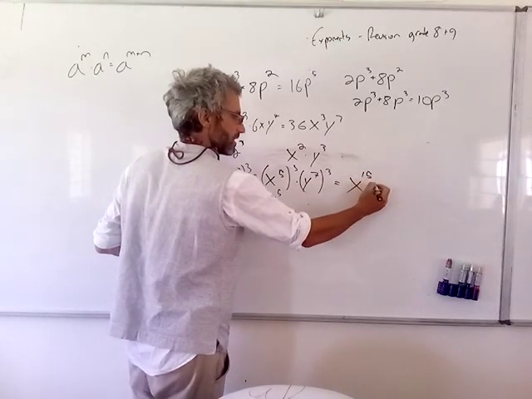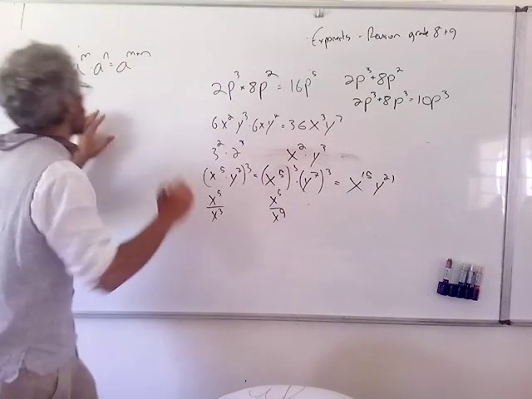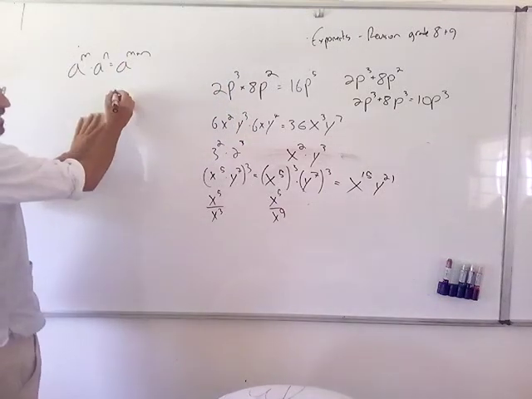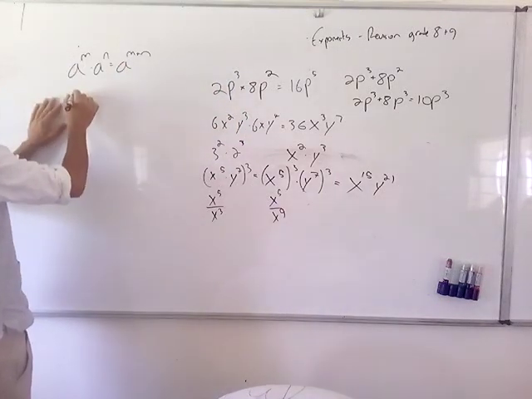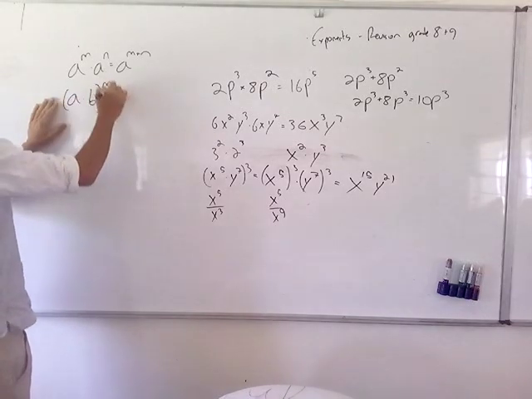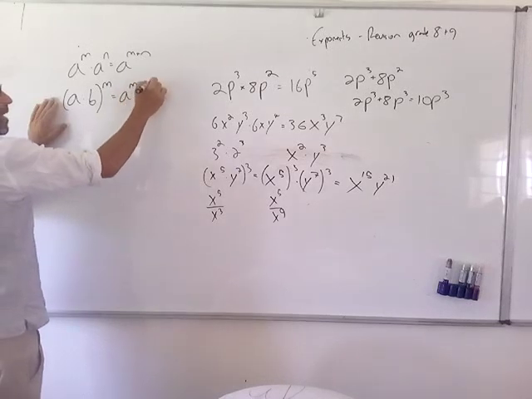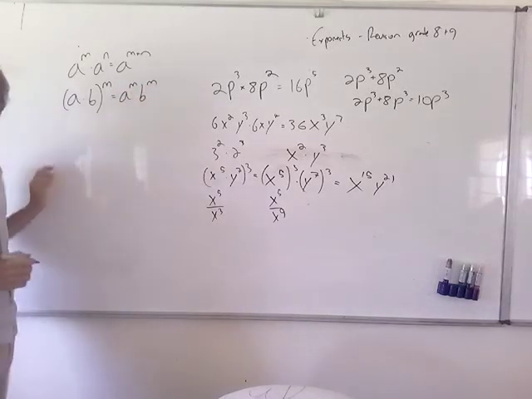Multiply it. Okay, so it's x to the power 15, y to the power 21. Let's just write down these rules because there's a couple of rules that we just spoke about. If I have (a times b) to the power n, that means it will be a to the power of n, b to the power of n. Both of them get to wear the hat.